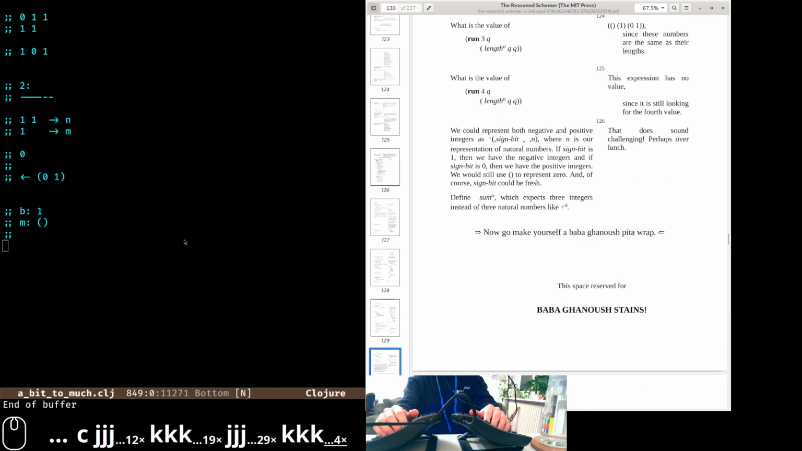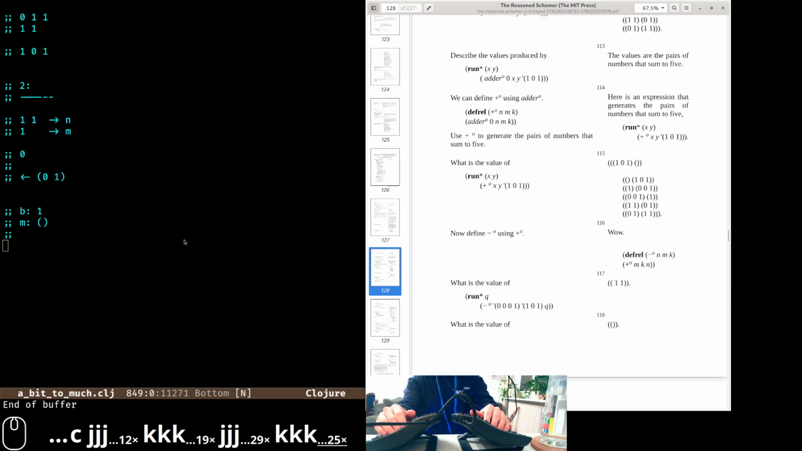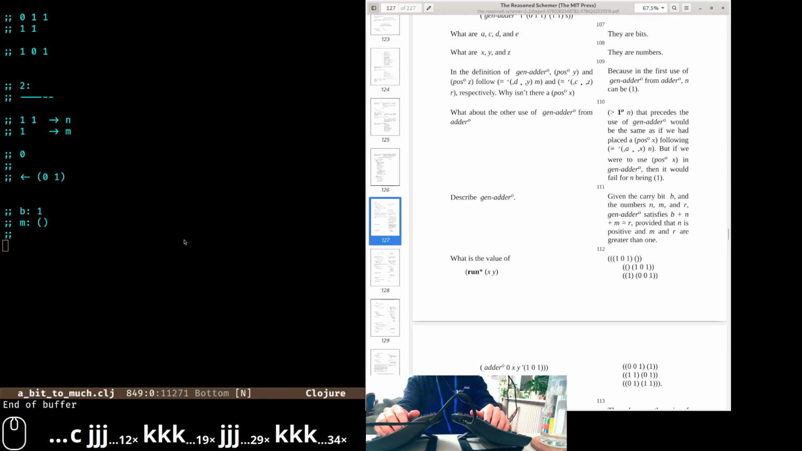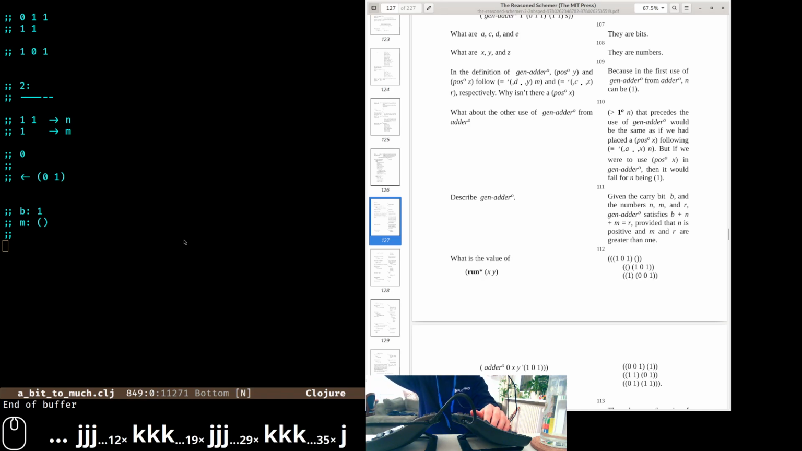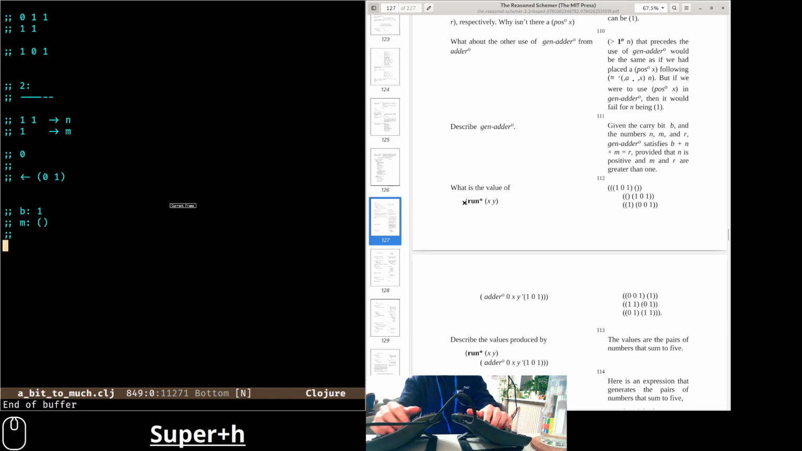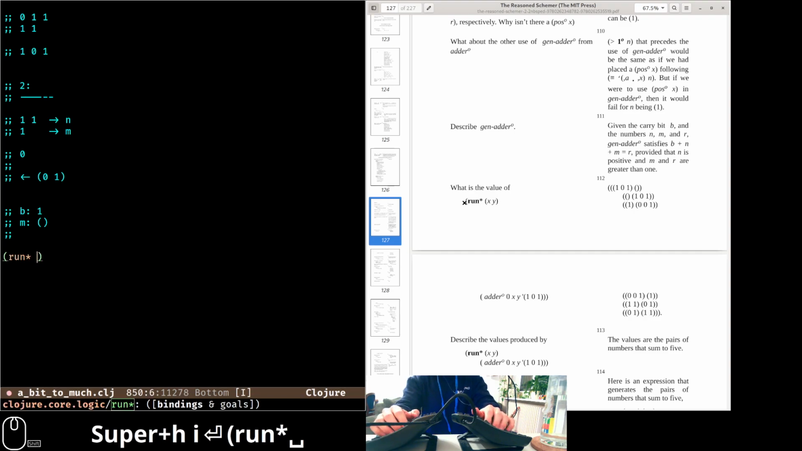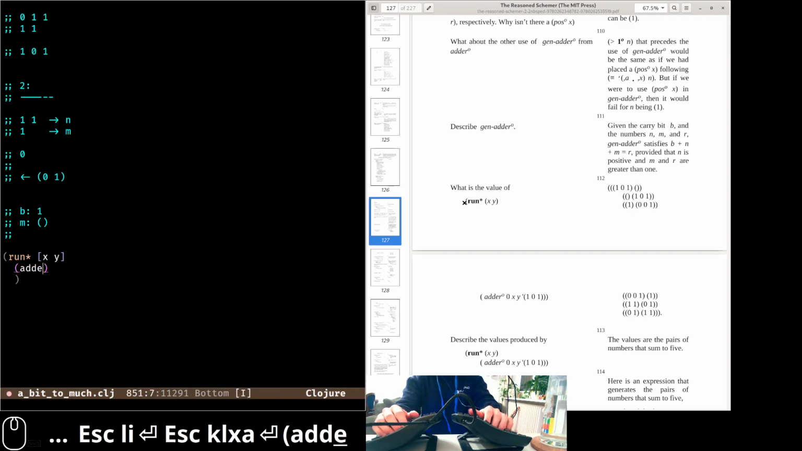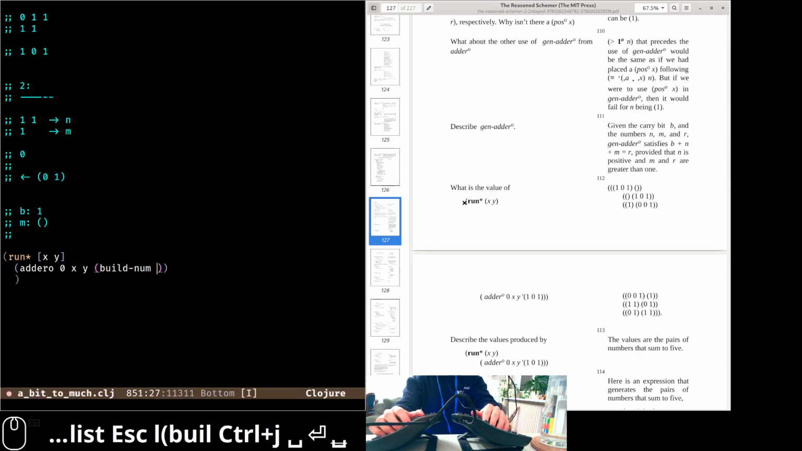That's my interpretation. Okay, I'm almost through here. Plus, yeah, no, we also implement plus. Provided that n is positive and m and r are greater than 1. What is the value of, give me everything that is an x and a y, and the x and y satisfy that there's an adder row 0xy, and then there's the number, so I can call it a Byrd num.